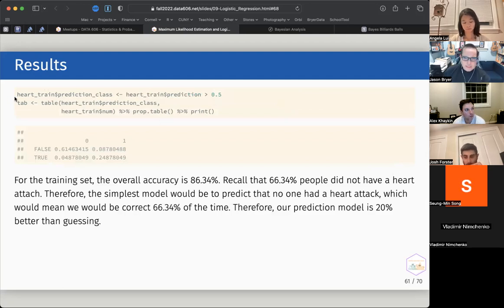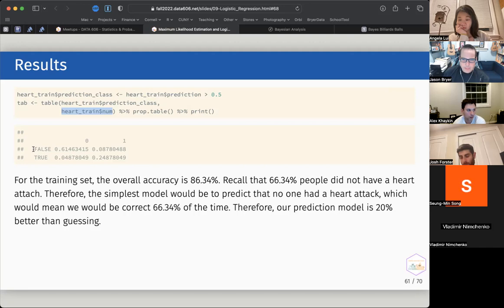Now, I need to dichotomize my outcome, and we'll get back to this in a moment. For now, I'm going to say if the prediction is greater than 0.5, I'm going to predict they have heart disease. If it's less than 0.5, I'm going to say they don't. And now I'm going to run this. I'm still working with my training set, so I'm looking at that predicted class by the actual outcome, what's actually observed. And I'm printing this out.